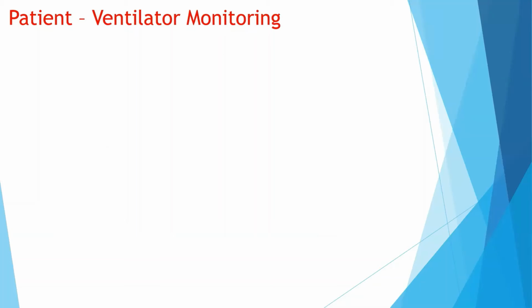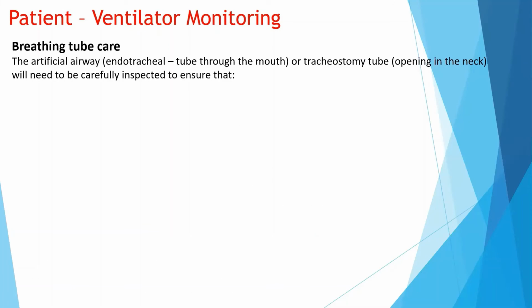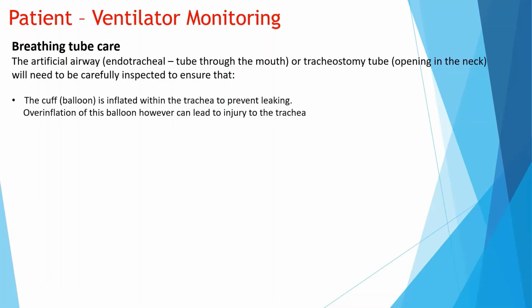Part of the patient ventilator monitoring will absolutely need to include breathing tube care. So the breathing tube is called an artificial airway, and it refers to the endotracheal tube, the tube through the mouth, or a tracheostomy tube, the tube that goes into an opening in the neck. They need to be carefully inspected. One thing that needs to be inspected is the cuff or the balloon of these tubes. They need to be inflated within the trachea to prevent leaking. They shouldn't be overinflated, as this can lead to injury to the trachea.